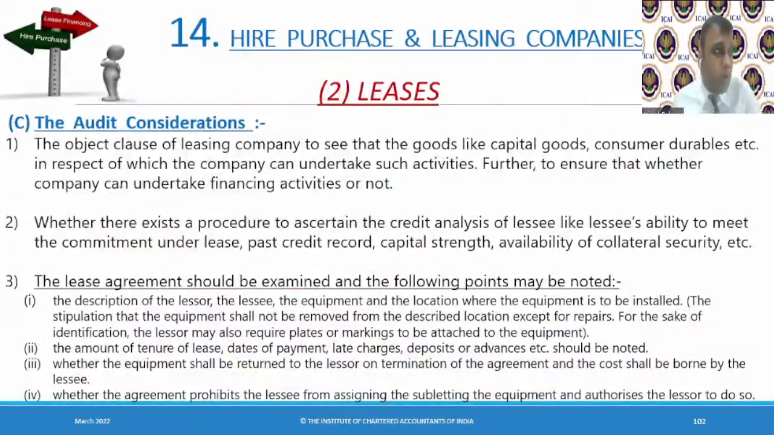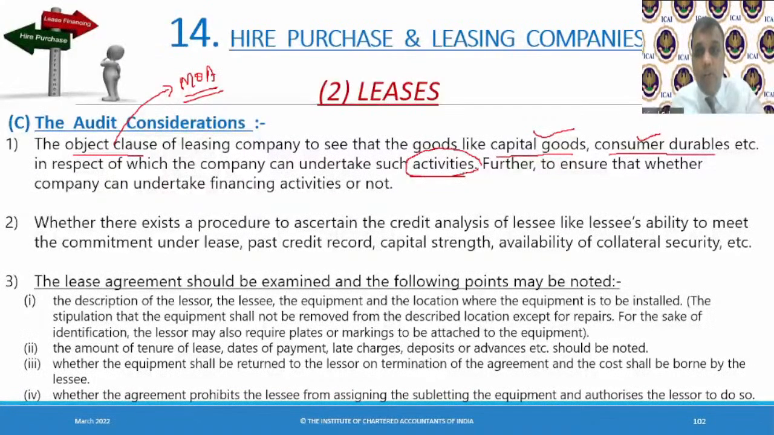In the case of leases, what are the audit considerations? Check the object clause of the leasing company to see that goods like capital goods and consumer durables, in respect of which the company can undertake such activities, are covered. Every company has its memorandum of association, and there is an object clause in the MOA. You have to check that the kind of activity, whether a capital good or a consumer durable, is included in the list of activities mentioned in the object clause of the company's MOA.